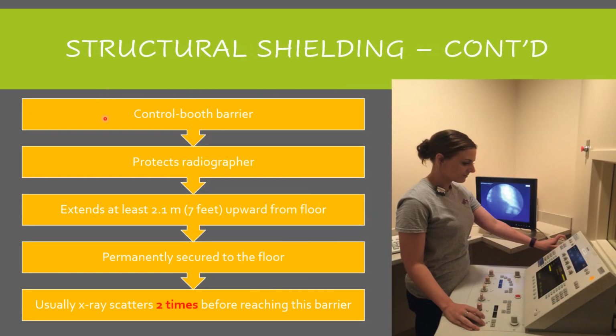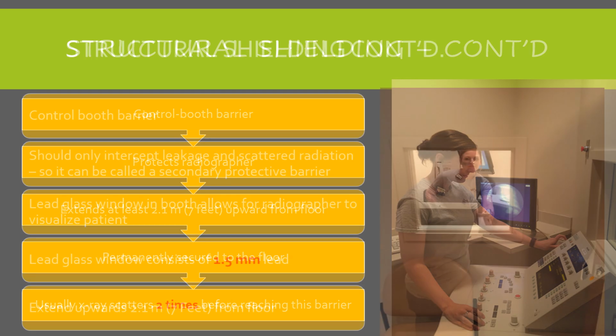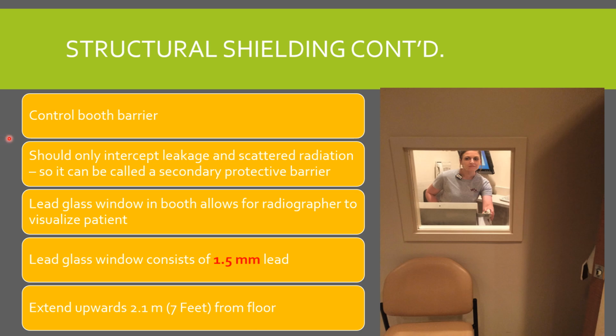Structural shielding. So there's the control booth barrier right over here. It protects the radiographer. It extends at least 2.1 meters or 7 feet upwards from the floor to the ceiling. Permanently secured to the floor. Usually X-ray scatters 2 times before reaching this barrier. The control booth barrier should only intercept leakage and scatter radiation, so that's why it's called a secondary protective barrier.